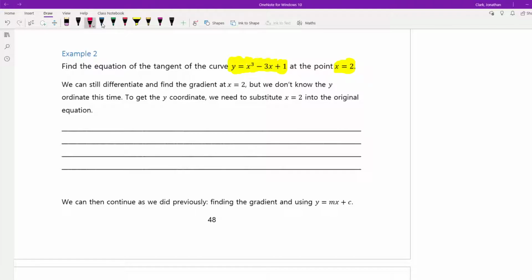So let's take the equation y equals x cubed take away 3x plus 1, and let's substitute in x is 2, and let's see what we get. So it's going to be 2 cubed take away 3 lots of 2 plus 1, and if I work that out, I'm going to get 8 take away 6 plus 1, which is going to work out as 3. So now I have the coordinate, which is 2, 3.